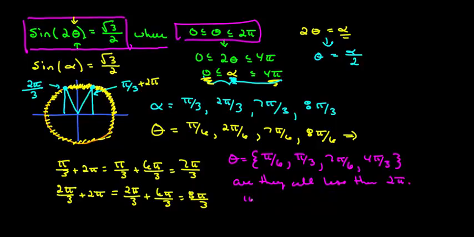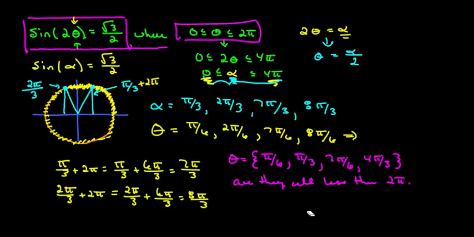Now let's look at the next one. Pi over 3 is certainly less than 6 pi over 3, which is 2 pi. So that's true. Now let's check this guy. 7 pi over 6 is less than 12 pi over 6, which is 2 pi. So that one's true. So all of our angles are less than 2 pi. Let's just check this last one. So 4 pi over 3 is less than 6 pi over 3, which equals 2 pi. So all those guys work.